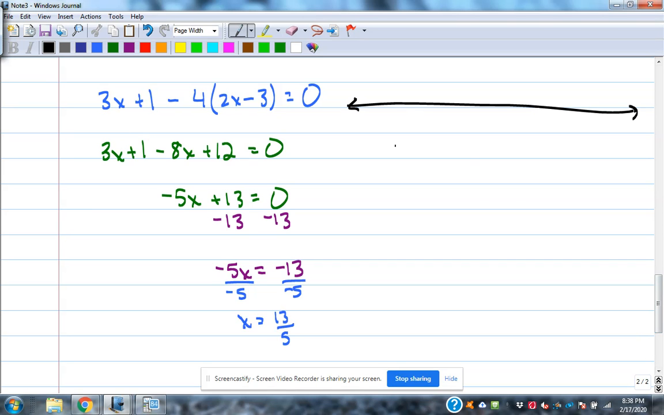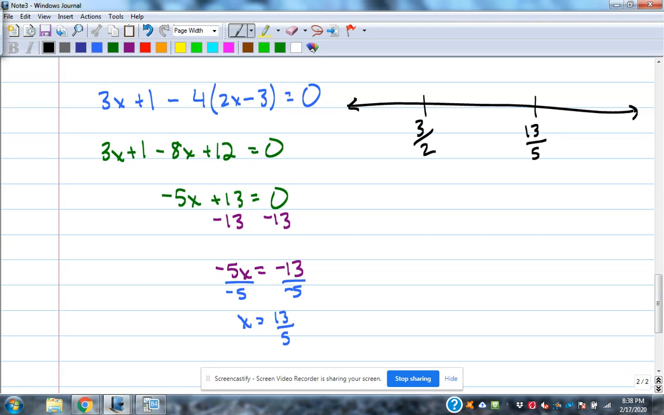I've got 3/2 and 13/5 that need to go on there. Which one goes first? Which one's bigger, 13/5 or 3/2? So 13/5 is going to go over here. 3/2 is going to go there.